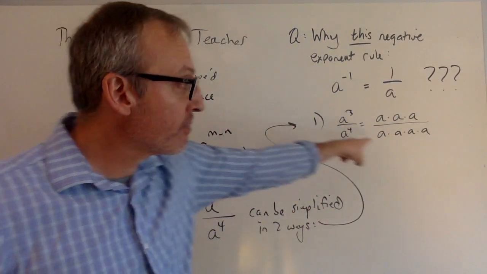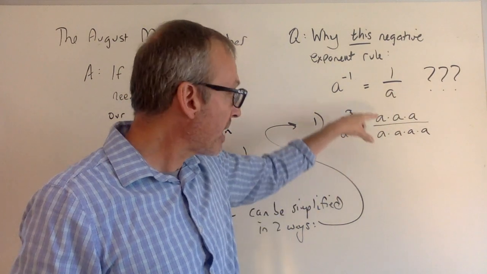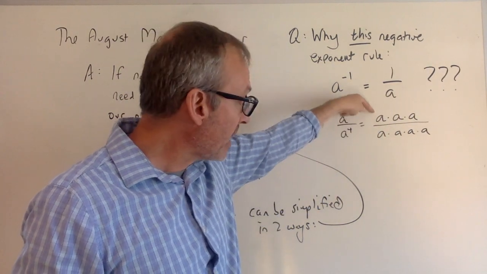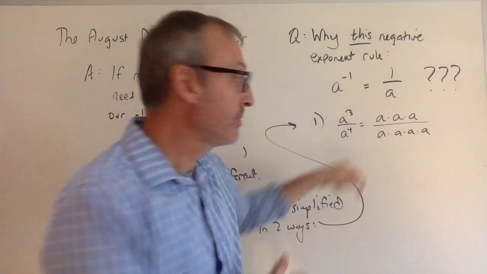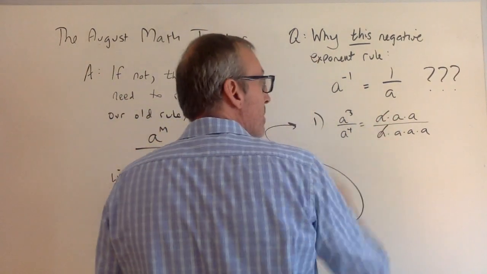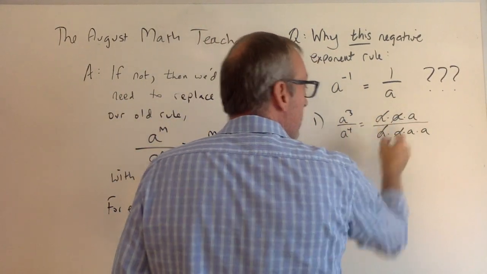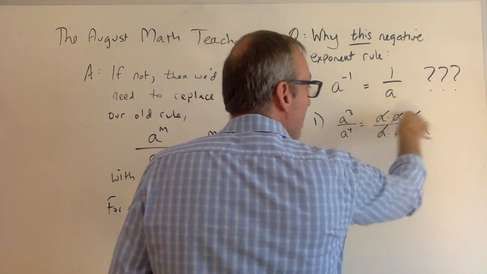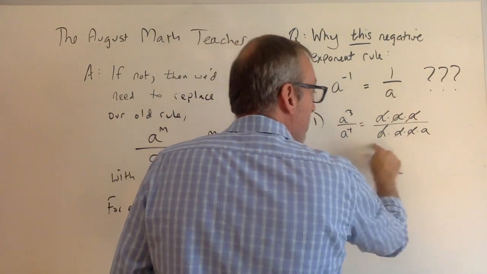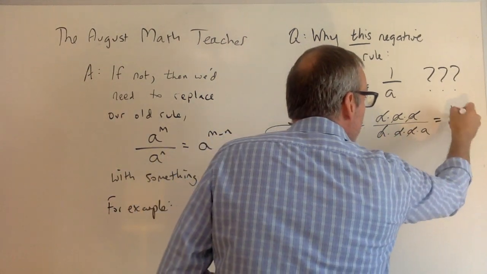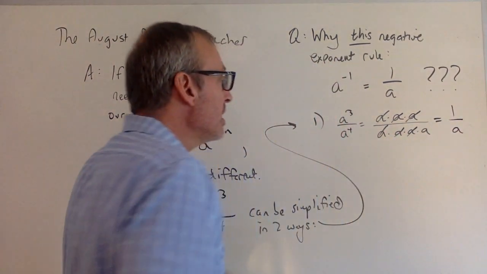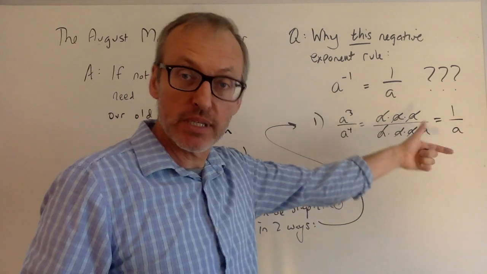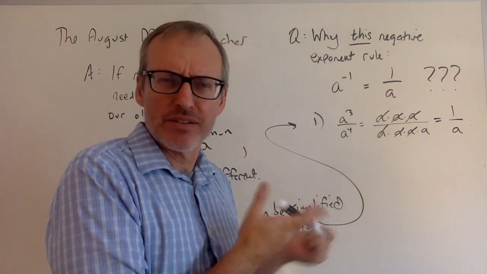So if you look at that fraction, think about what you know about how to cancel fractions. If you have a over a, that's 1. These cancel. If you have a over a here, that's 1. If you have a over a here, that's 1. Which means the top is just 1, the bottom is just a, and we end up with 1 over a. So a to the third over a to the fourth is really simplified down to 1 over a, which should make good sense to you.